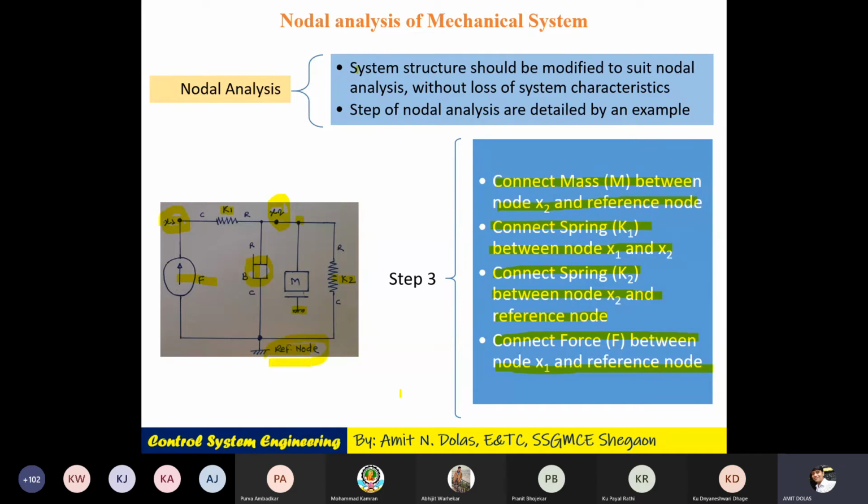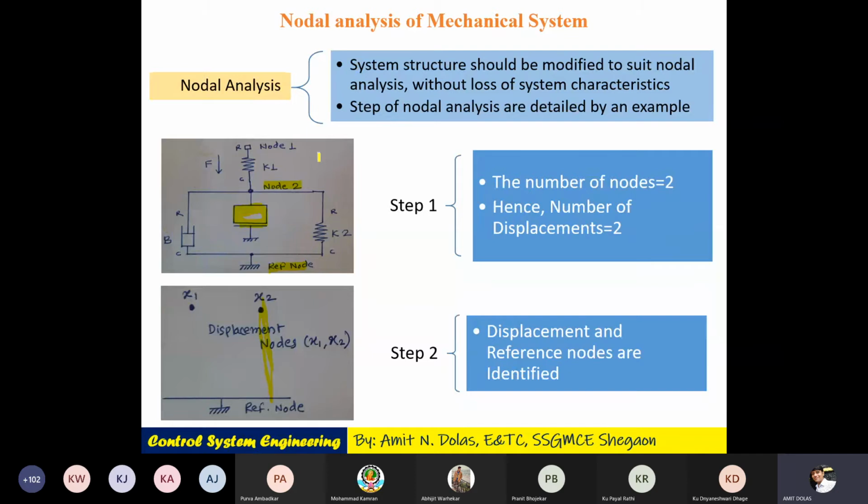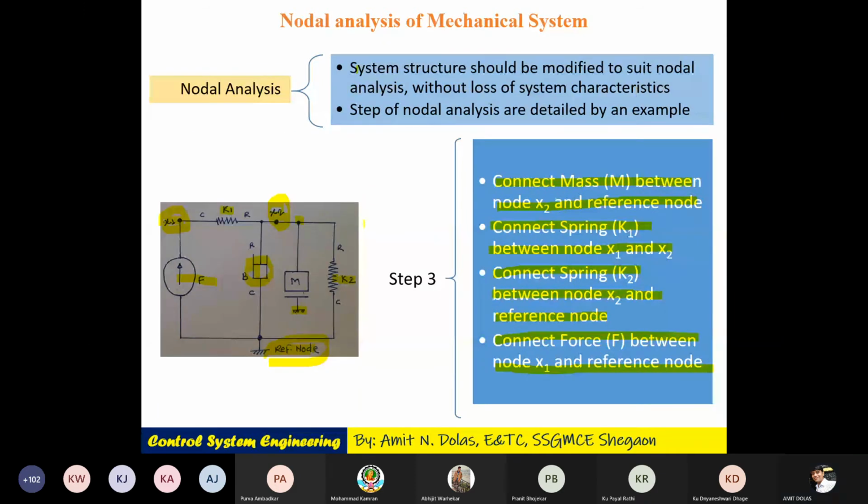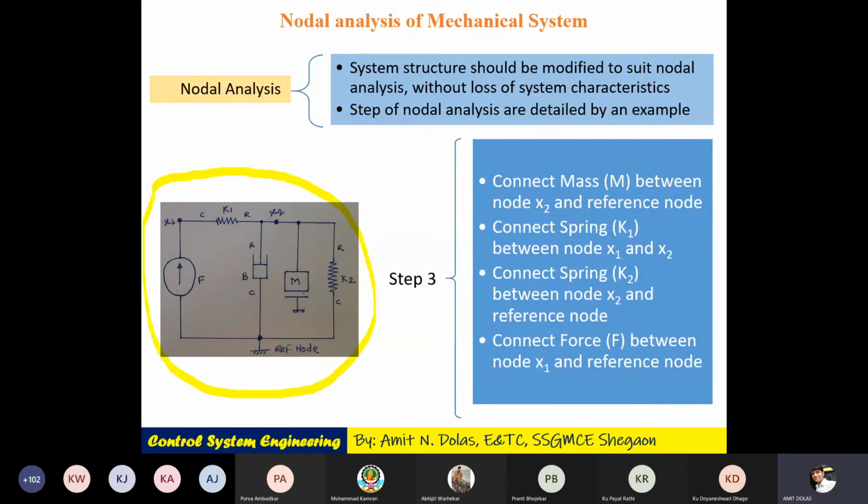In this way you can see, let's see the previous figure. This is the previous figure. So system structure जो दिया है, it is modified to suit nodal analysis without loss of system characteristic. So we did here. This one is the suitable model for nodal analysis of the given system without loss of any characteristic of the system.